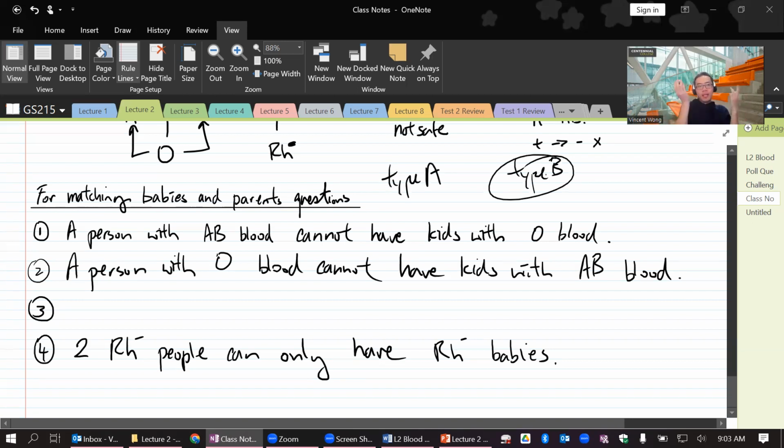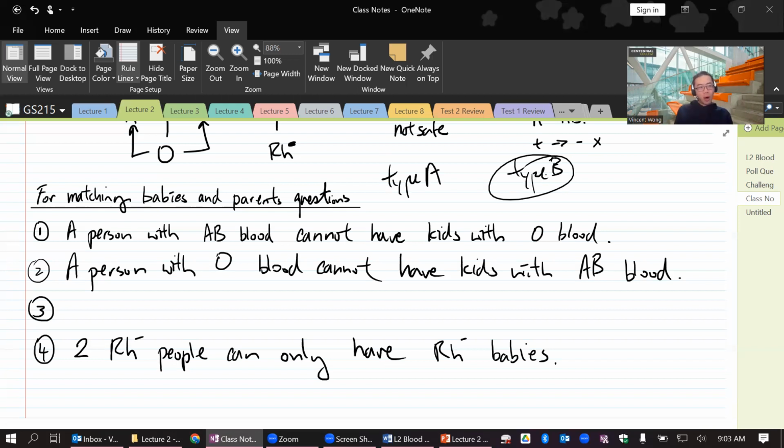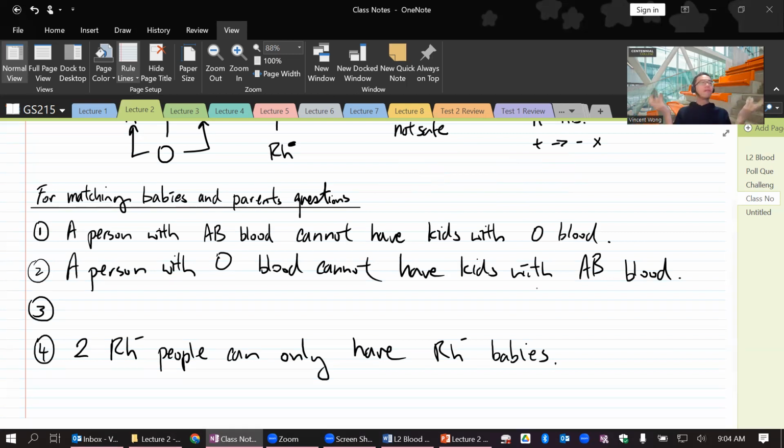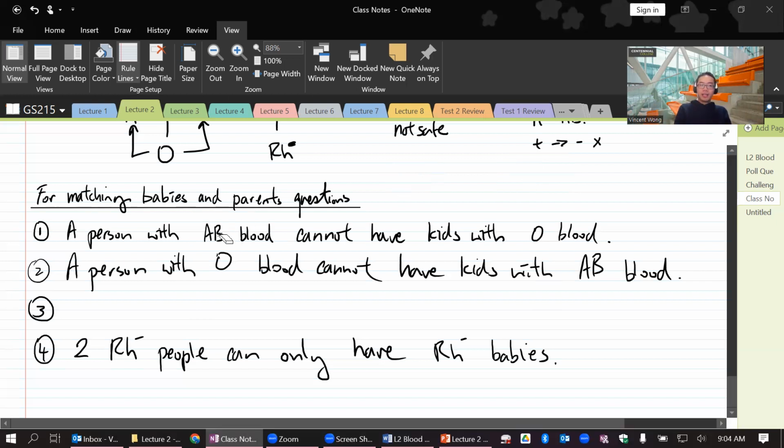Because if you're type A, you could be IAIA or IA little i. So if you're heterozygous, then yes, it's possible for you to have a type B child if you marry someone who is type B or type AB, right? So that's not universally true. That's why we don't include it in these statements. These statements are always true regardless of who you marry, and there's no confusion about whether you're homozygous or heterozygous, because AB blood is just one type of genotype. Same thing with type O.